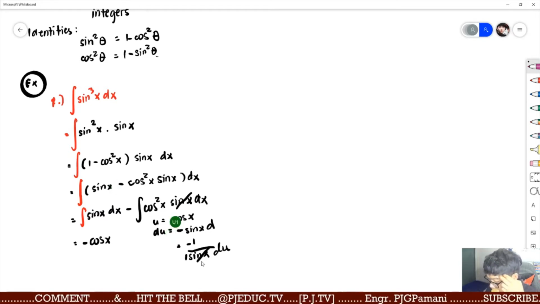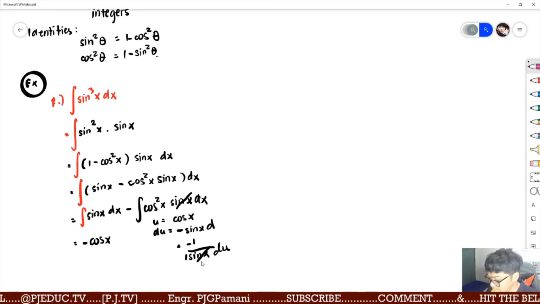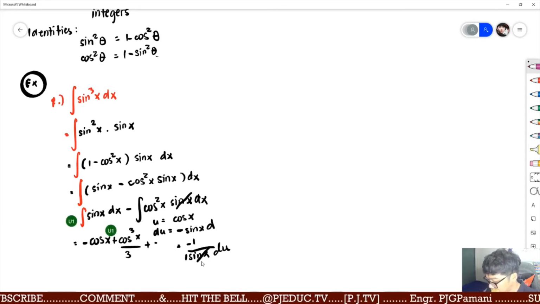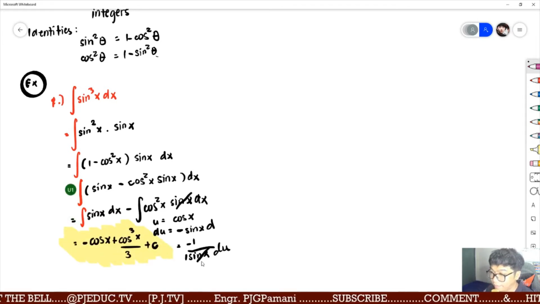Then this will give us a final answer, or the integral form: negative cosine x plus cosine cubed x, applying the power rule, over 3, plus c, which is now our final answer for this problem.